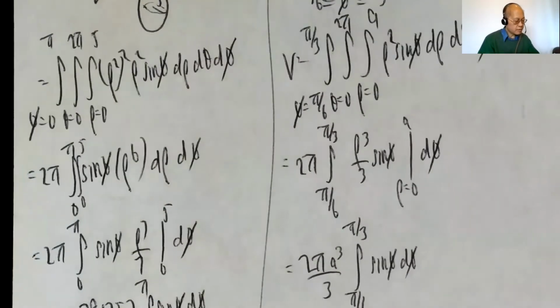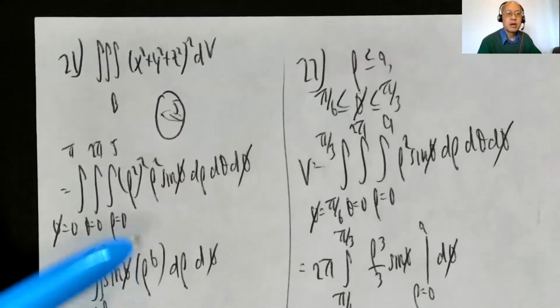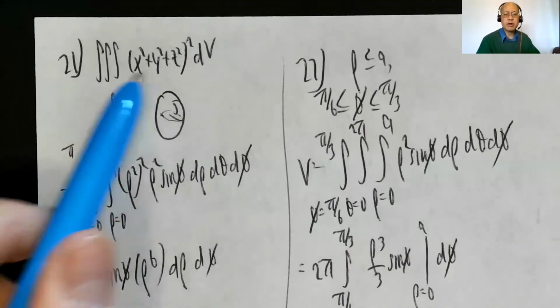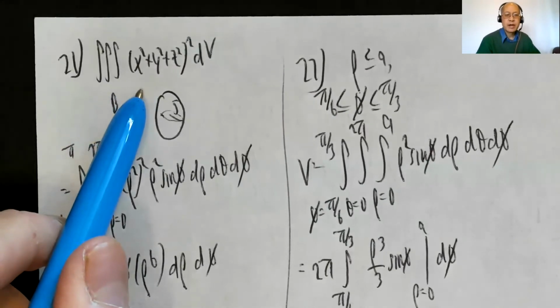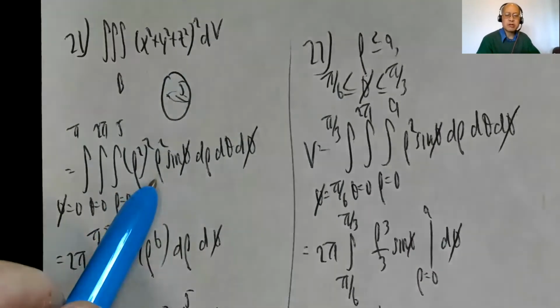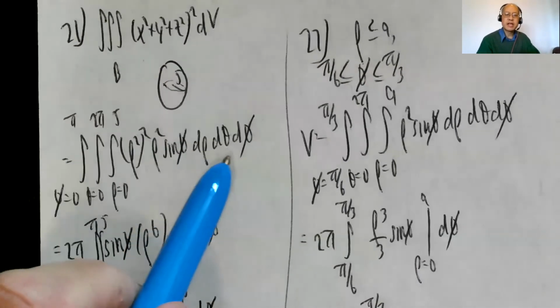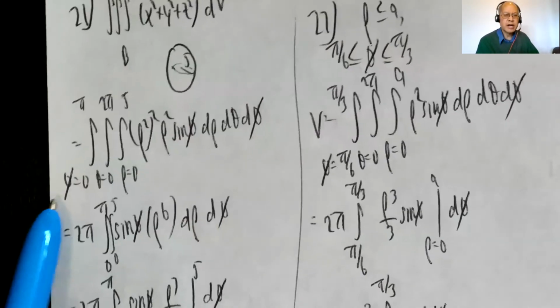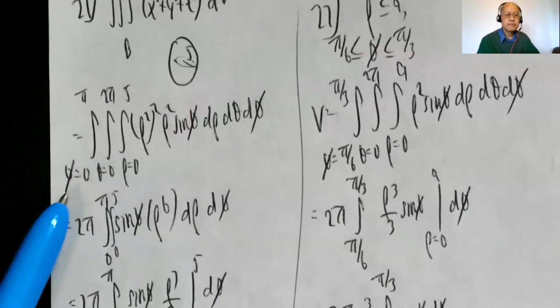Okay. All right, now for some actual integrals. Okay, triple integral of b, x squared plus y squared plus z squared. That's your rho squared. Okay, so it's going to be rho squared squared, and then rho squared sine phi, d rho, d theta, d phi. Rho goes from 0 to 5, theta goes from 0 to 2 pi, phi goes from 0 to pi.